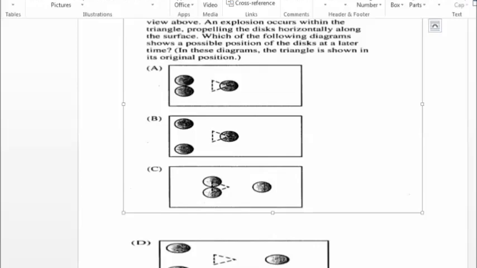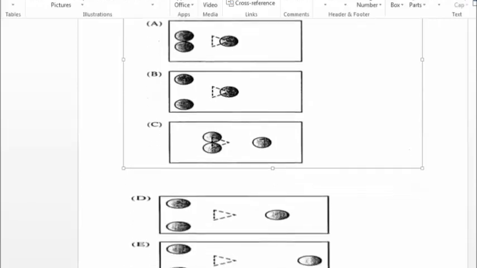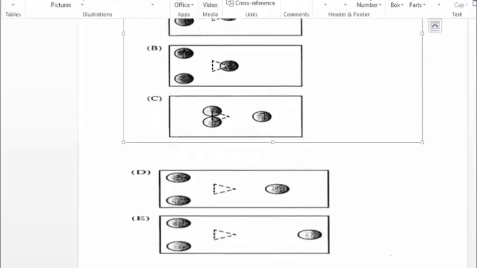In this case we have to see the center of mass. Because these are closer to this, the center of mass will shift this side. So in this case, because this one has moved more than the two disks here, the center of mass is likely to be here. So the answer is C.